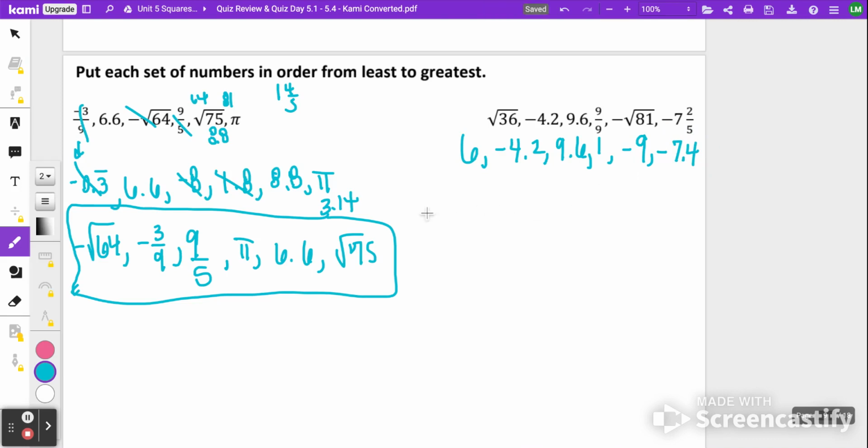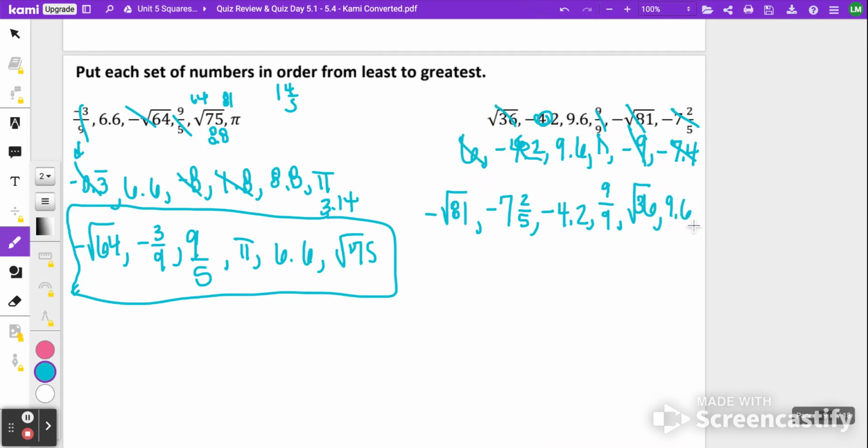Negative 9 is the biggest one, so negative square root of 81, cross it off. Then negative 7 2/5, cross it off. And negative 4.2 is my last negative. Now I can focus on those positive ones. I've got number 1, which is 9/9, cross it off. Then the square root of 36. And then last but not least is that 9.6.